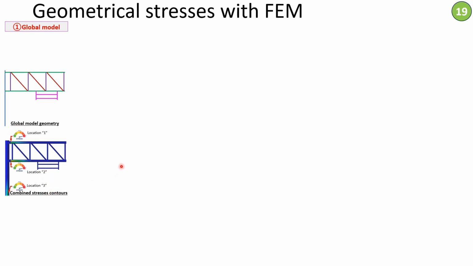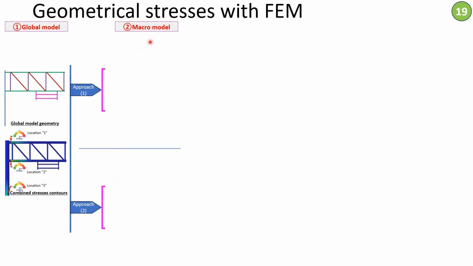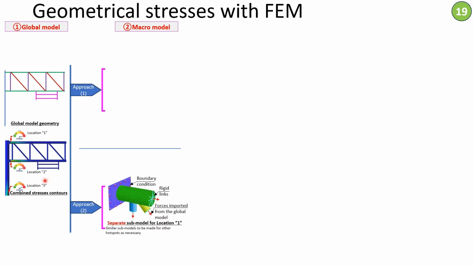That brings us to the next level of modeling, which is macro level. There are two approaches to do the macro leveling. I'll start with approach 2. What you will do, you will go to the most stressed location and start to do a separate submodel that is more detailed and more refined, as we can see here, and give that submodel an appropriate boundary condition to be able to run that model.